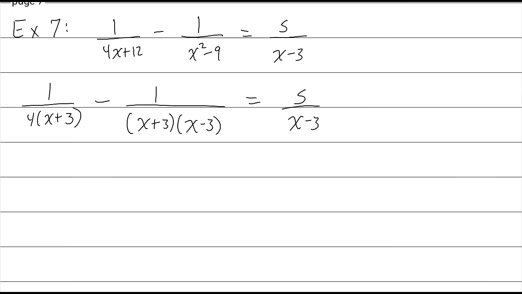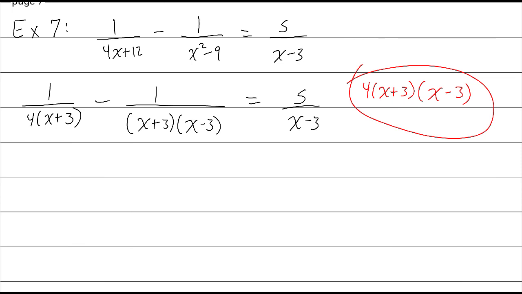Okay, so my common denominator has to have a combination of all these. The first denominator is 4 times x plus 3. So I definitely have to have a 4 times x plus 3. This one has an x plus 3 and an x minus 3. Now I already have the x plus 3, but I need the x minus 3. This one has an x minus 3. I already have an x minus 3. Okay, so that's going to be my common denominator. 4 times x plus 3, x minus 3.